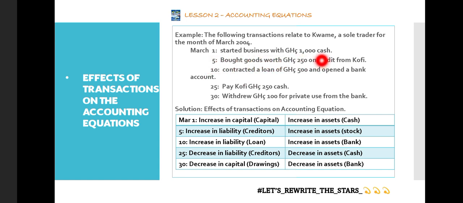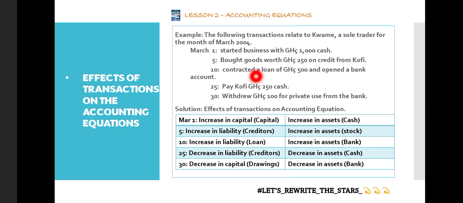So the very moment we went to pay Kofi's money to him, now it is going to reduce the amount of money we are owing, because we were owing him 250 and we went to pay the 250 for him. So because we've gone to pay the money to him, the amount we are owing is going to reduce. So there is a decrease in liability, which is the amount we are owing to Kofi the creditor. There is what? A decrease in liability.